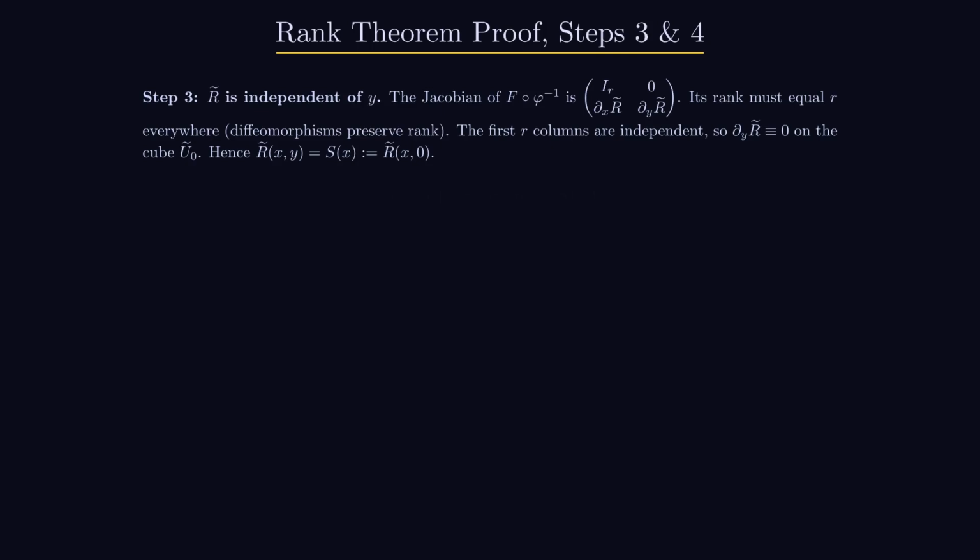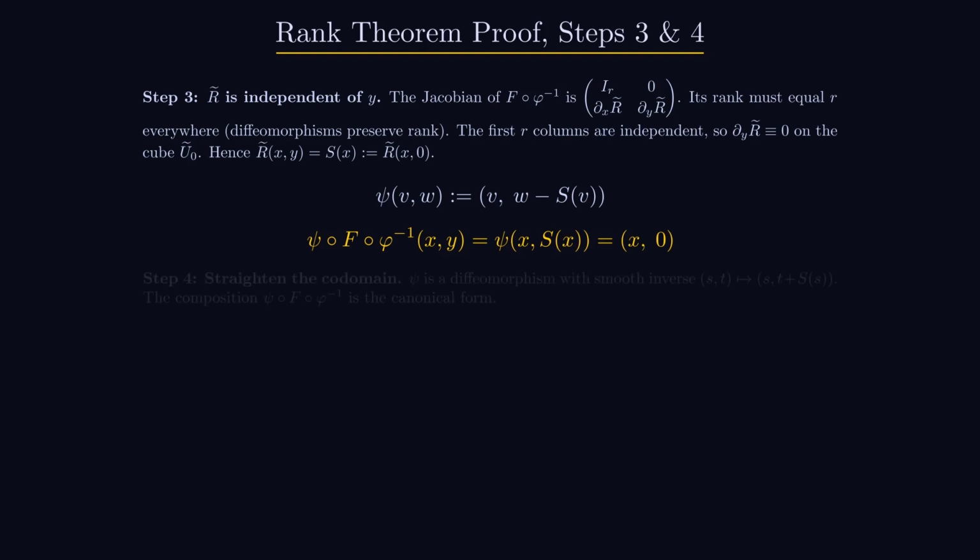Step 4 straightens the codomain. Define the codomain coordinate change psi of v and w to be v and w minus s of v. This subtracts the s contribution from the last n minus r components, leaving the first r components unchanged. Compute psi composed with f composed with phi inverse of x and y. f composed with phi inverse gives x and s of x. Then psi sends x and s of x to x and s of x minus s of x, which is x and 0. This is the canonical form stated in the theorem.